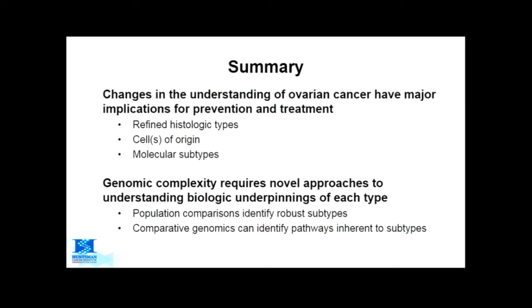So changes in the understanding of phenotype have incredibly large implications for prevention and treatment of disease. But also, the other point that's true for ovarian cancer is that genomic complexity is something that requires new approaches. And so we're trying to marry both our epidemiology and population health sciences with bioinformatics, pathology, and other disciplines in order to get beyond this impasse.